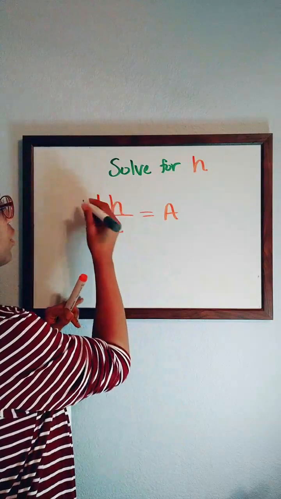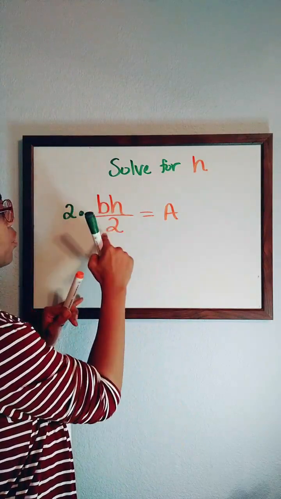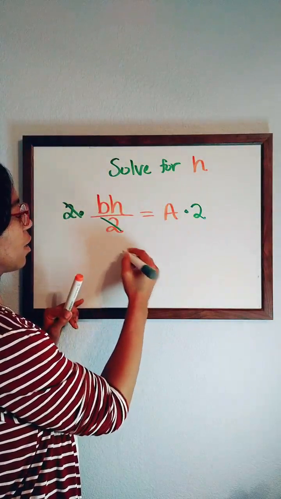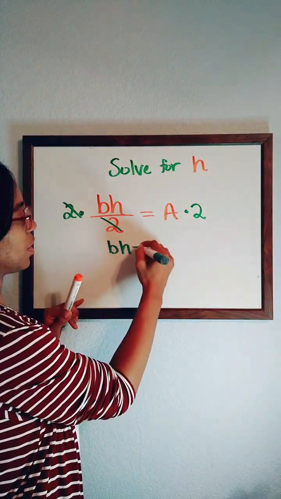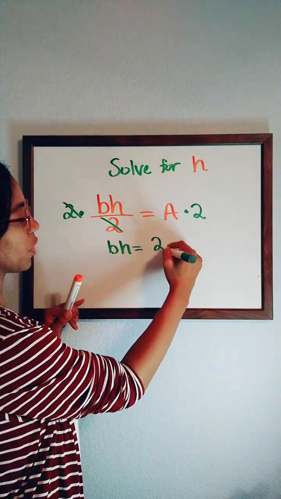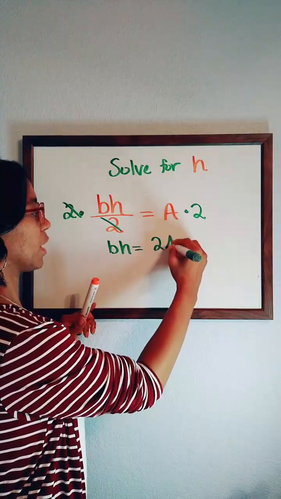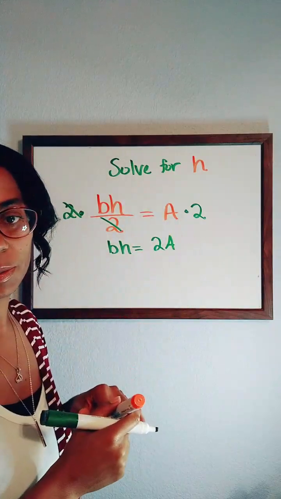So I'm going to go ahead and multiply both sides by 2 since I'm dividing by 2. So that's going to cancel out. I'm left with BH is equal, and I'm going to put the 2 in front, 2A. And what's my last step? I'm going to get the H by itself.